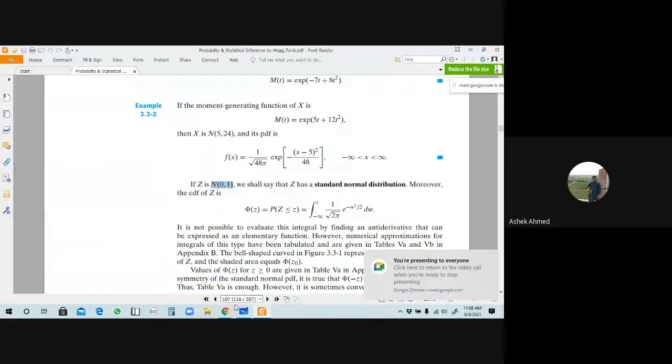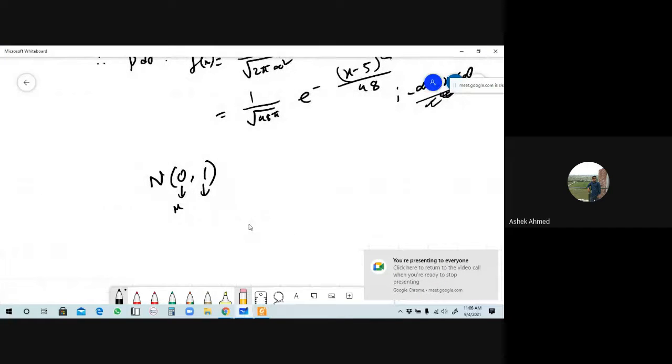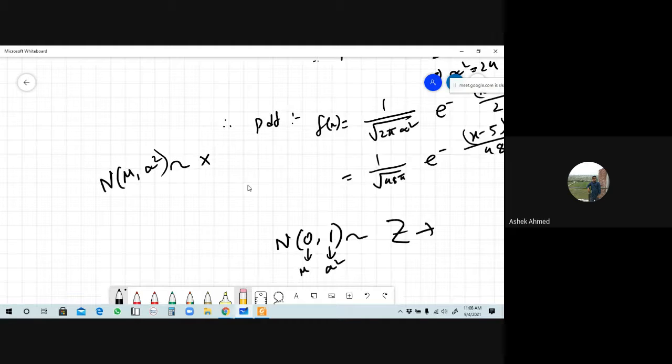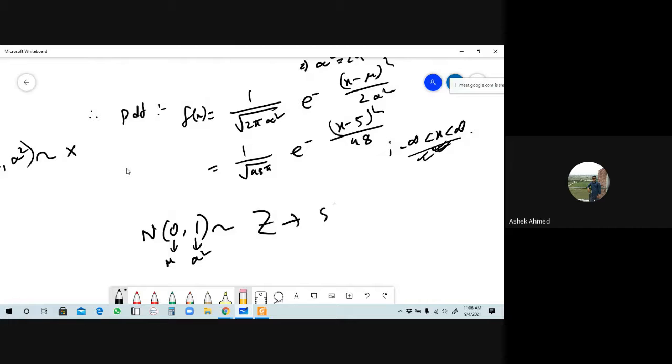Tell me, variance 1. But if you remind that for a normal variable, the mean is any value mu and the variance is any value sigma square. In that case, we generally denote the normal variable by X, Y, Z, etc. But when a normal distribution has mean 0 and variance 1, the normal variable will be denoted by capital Z. That capital Z will be called here a standard normal variable.